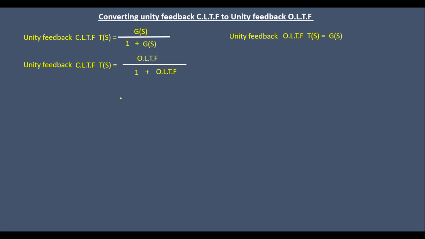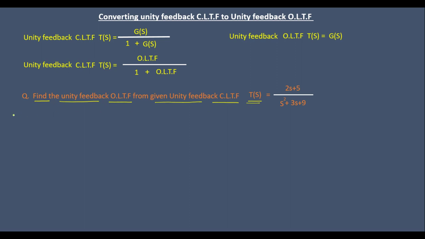So let us understand the conversion method with the help of an example. Here you can see the question is: find the unity feedback open loop transfer function from the given unity feedback closed loop transfer function. We are given an equation of the closed loop transfer function T of S. So let us find the solution for this question.